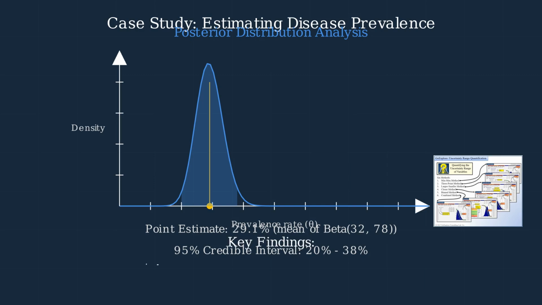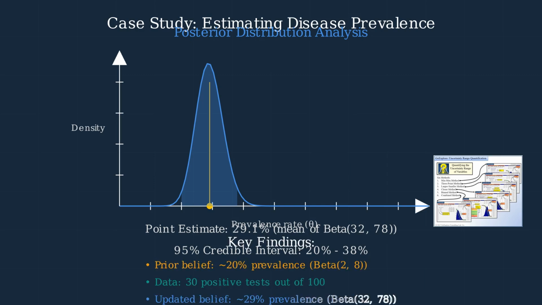To summarize our Bayesian disease prevalence estimation, we started with a prior belief of about 20% prevalence. After observing 30 positive tests out of 100, we updated to a posterior belief of about 29%, with a 95% credible interval from 20 to 38%.